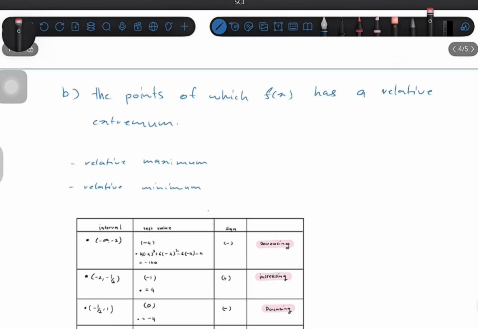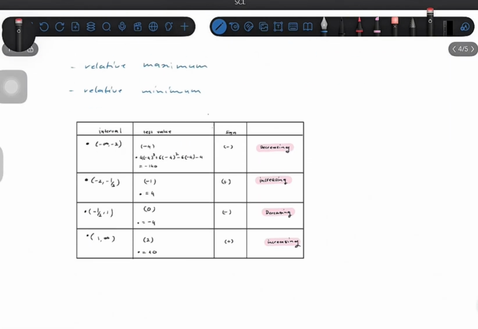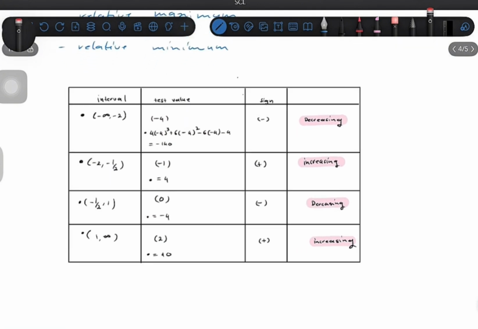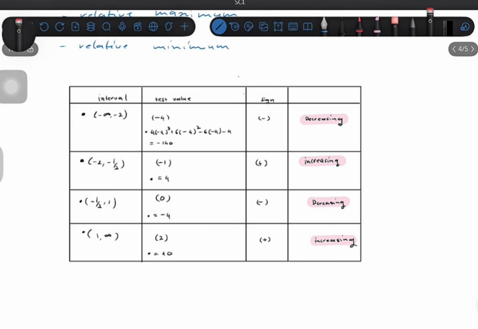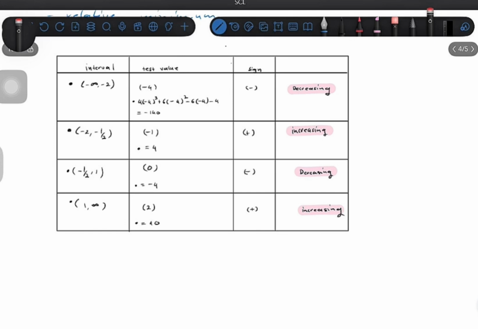Alright, so we continue with question B. Question B asks for the points at which f(x) has a relative extremum, which is a relative maximum or relative minimum. First of all, we need to find the intervals: negative infinity to negative 2, negative 2 to negative 1 over 2, negative 1 over 2 to 1, and 1 to infinity.